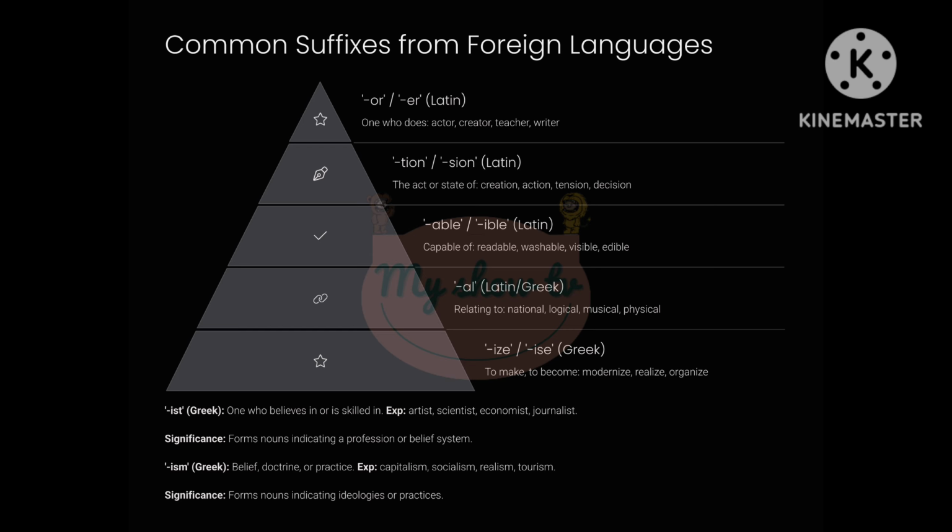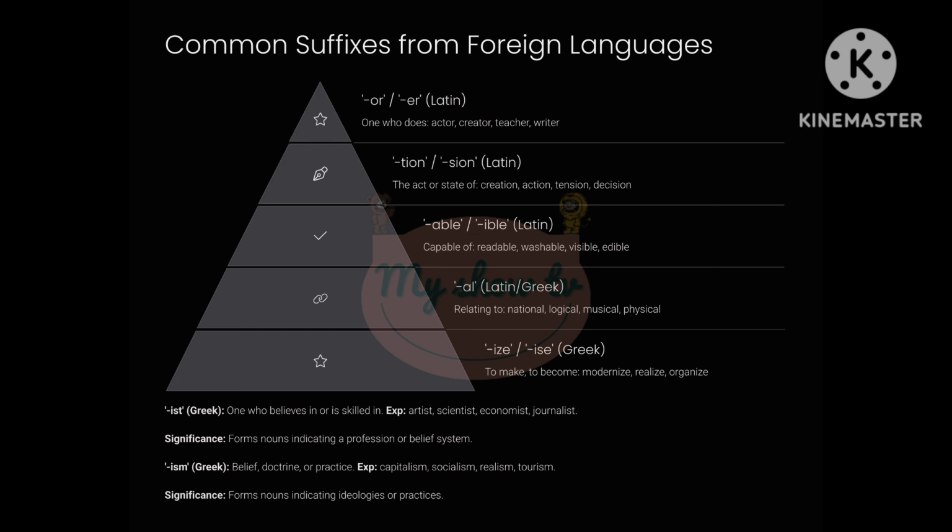6. -ist, Greek, typically means one who believes in or is skilled in a particular field or ideology. This suffix forms nouns indicating a profession or a belief system. Examples: art plus -ist equals artist, one skilled in art. Science plus -ist equals scientist, one skilled in science. Economy plus -ist equals economist, one skilled in economics. Journal plus -ist equals journalist, one skilled in journalism.